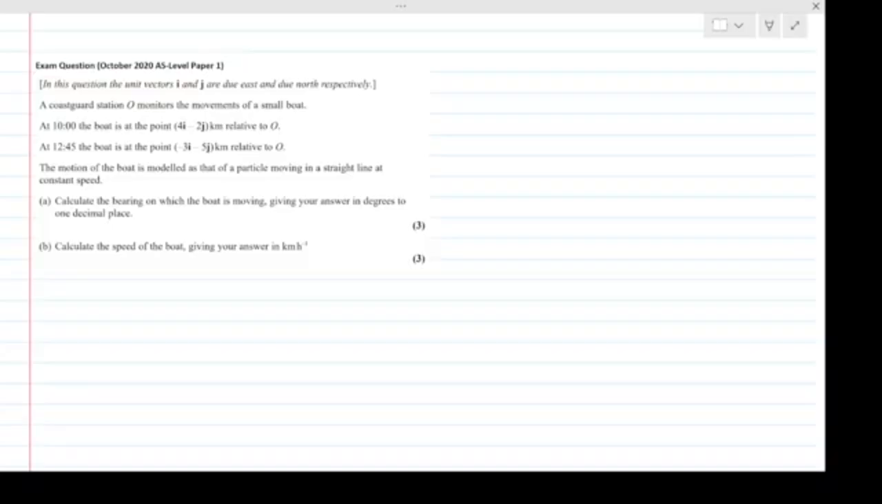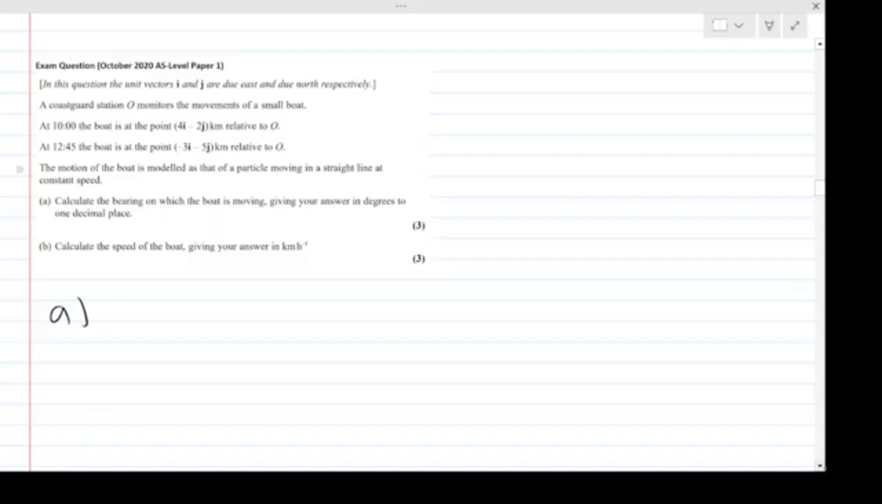The motion of the boat is modelled as a particle moving in a straight line at constant speed, and so on. You'll learn more about that sort of stuff in mechanics, but we're not really going to be caring about this end sentence. It's just a bit of waffle for this particular section. So the first part says, calculate the bearing on which the boat is moving.